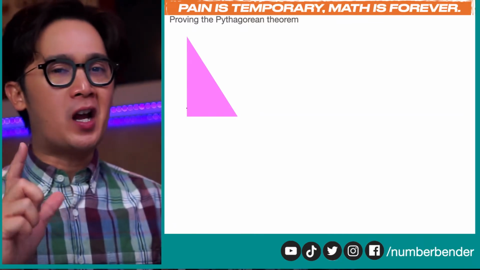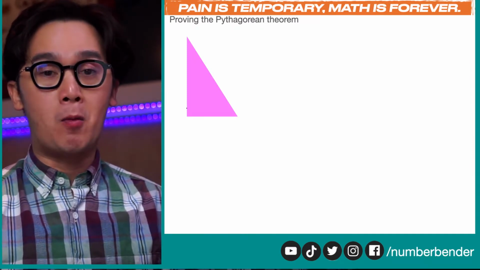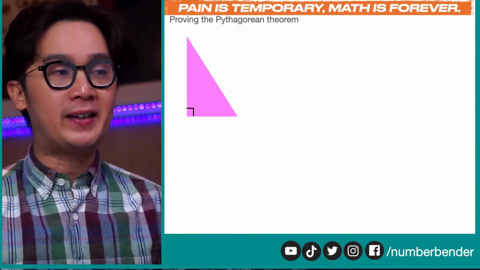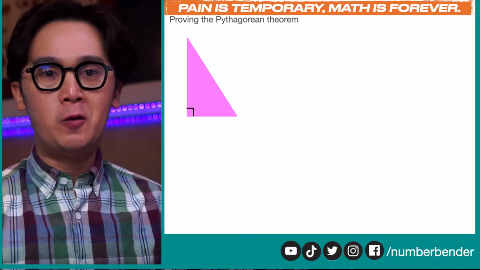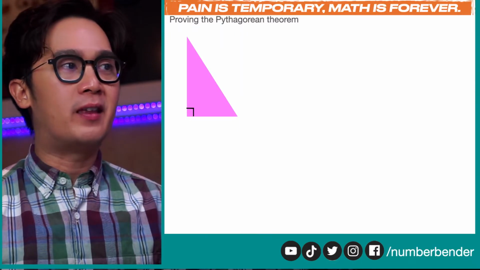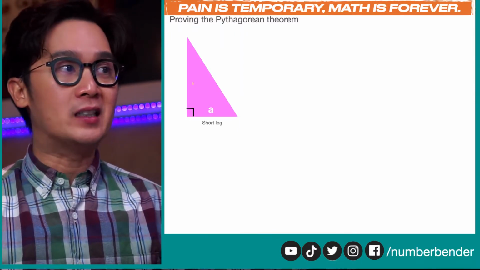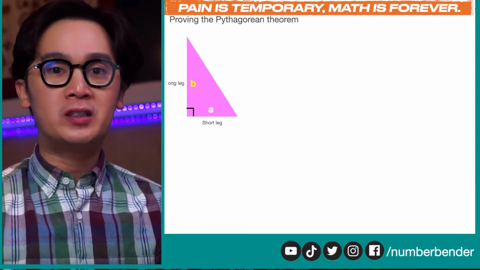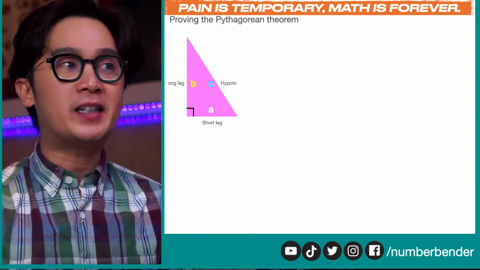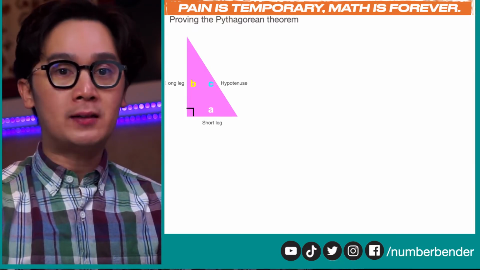We are not sure yet if this is indeed a right triangle without its marking. So let's put the right angle right here to show that we are using a right triangle. Let's call the shorter leg A and the longer leg B, and of course, the hypotenuse C. So these are now the sides of our right triangle.